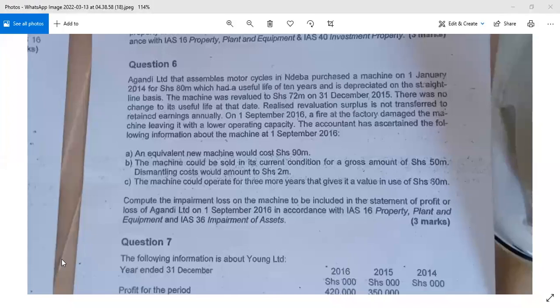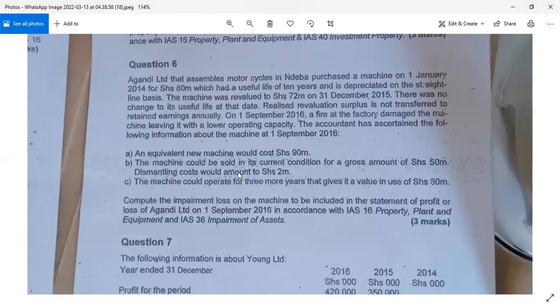Then they're saying that there was no change to its useful life at that date. By the way, this part is also important. There was no change to its useful life at that date is always an important aspect in IAS 16. But if they said that there was a change, maybe they gave you a new useful life, then you may want to change the way you are depreciating going forward. Since they have said there is no change, I won't even think about it.